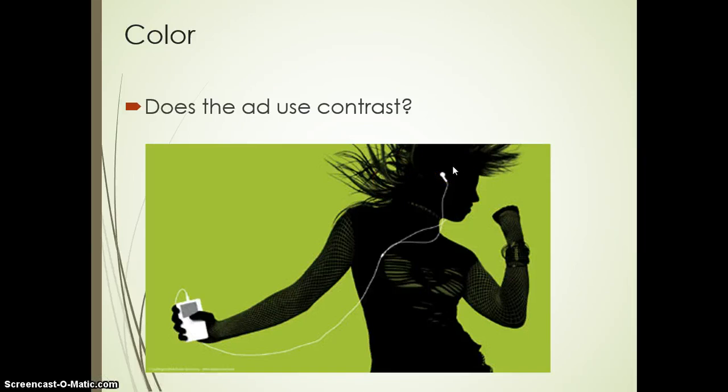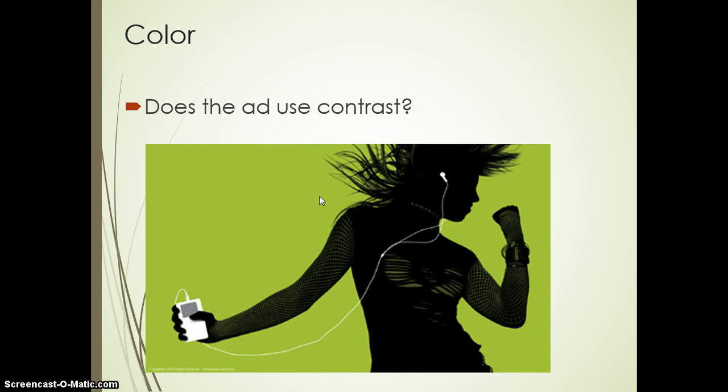The other kind of cool thing about an ad like this was by having the images in silhouette so you couldn't see the models' faces, it was really easy for viewers to imagine themselves part of the ad. Right? And if this girl wasn't similar to you and she wasn't rocking out to the music that you like, you could use one of the other models and picture yourself there too. So this ad has a really good example of contrast.